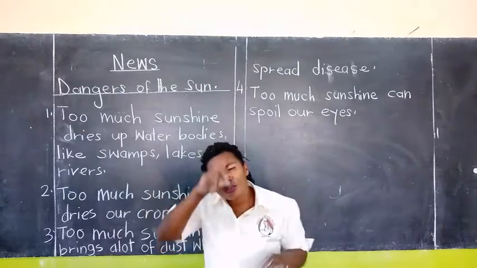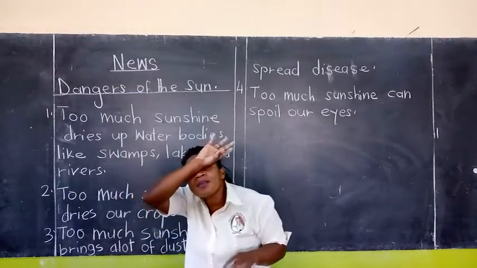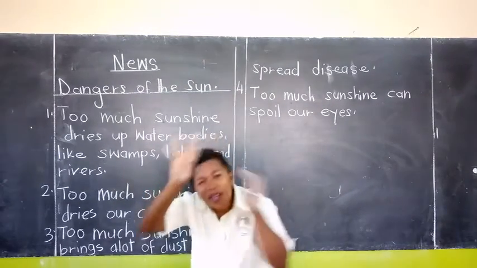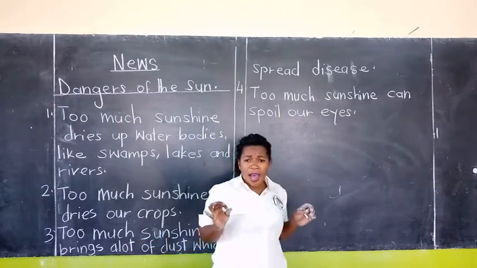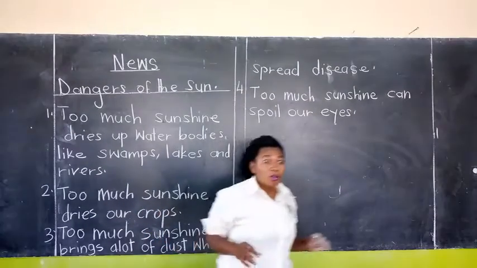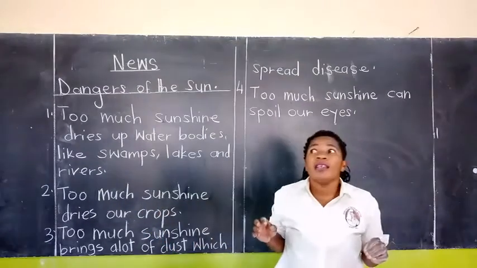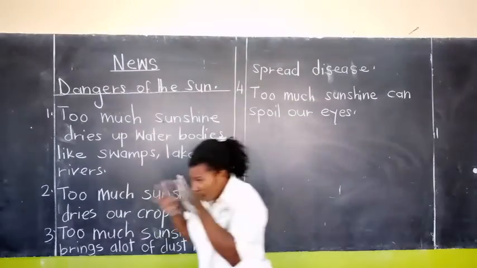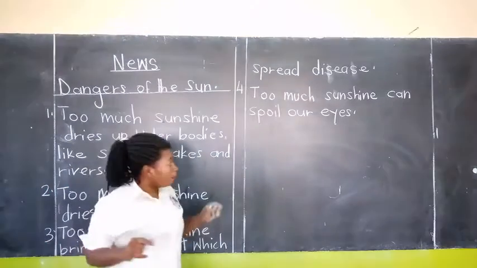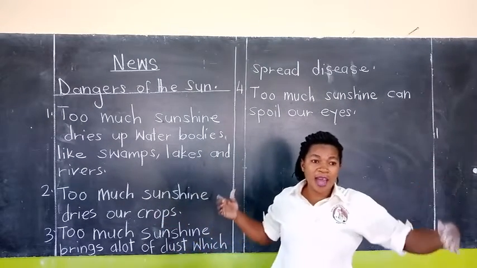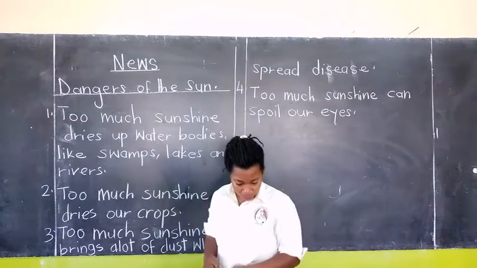So what you do, you can do like this. And then you see up small like this. Sorry. Because of too much sunshine, it can spoil your eyes. And when you go back inside the house, you can feel as if you are not seeing. Now, that one comes because of the too much sunshine.